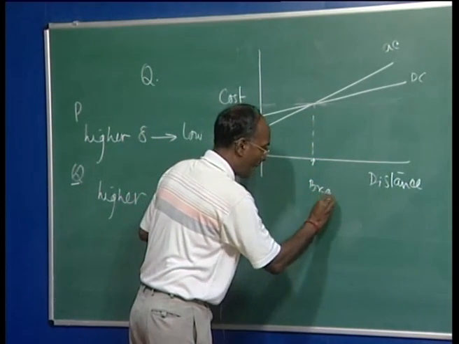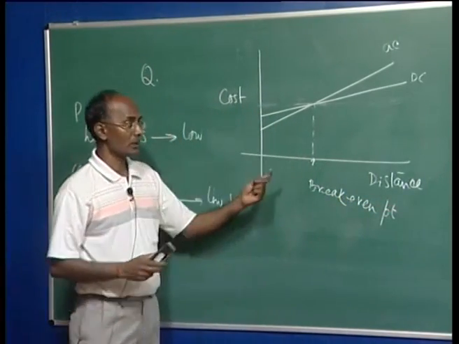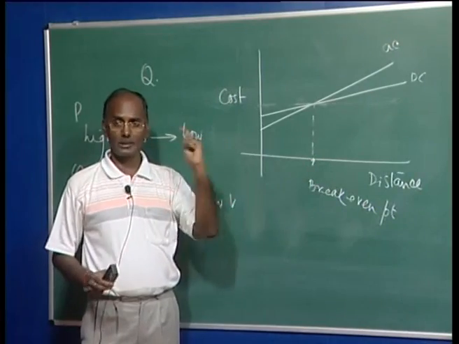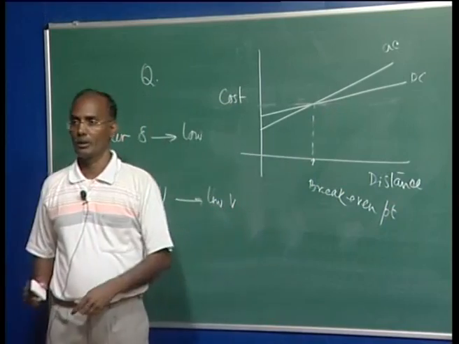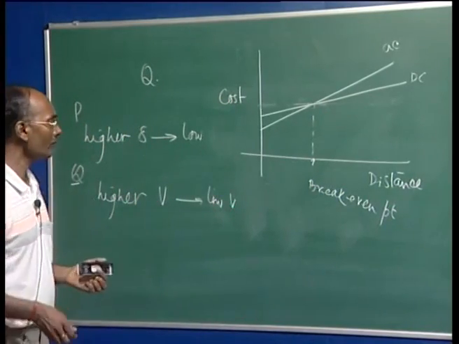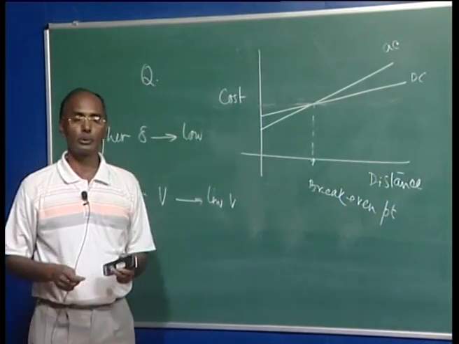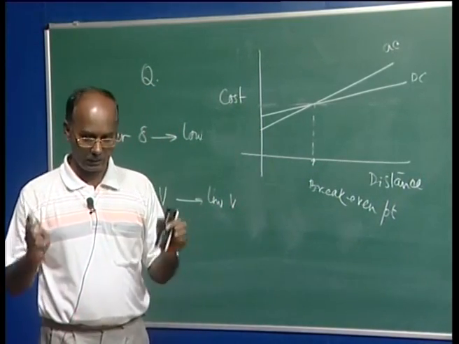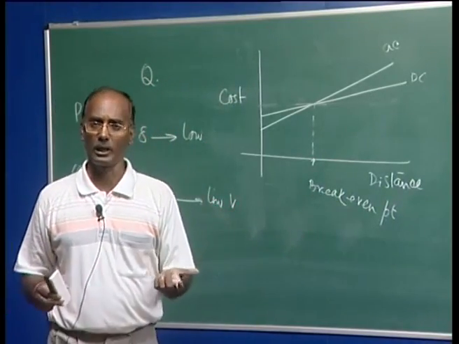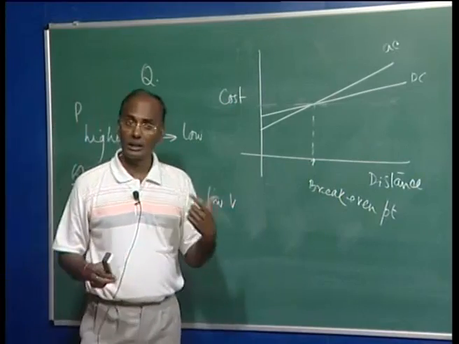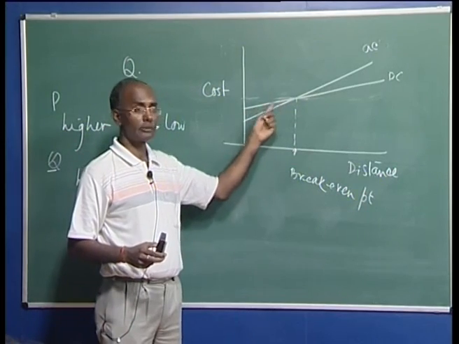This break-even point means that if you are going to transmit power for a longer distance, more than this distance, you will find DC is cheaper compared to AC. Initially you will find DC is more expensive due to the terminal equipment. We require the converters, the substation, and so many other auxiliaries, filters, smoothing reactors at the substation, and those are very, very expensive. That's why the cost of DC initially is very high.